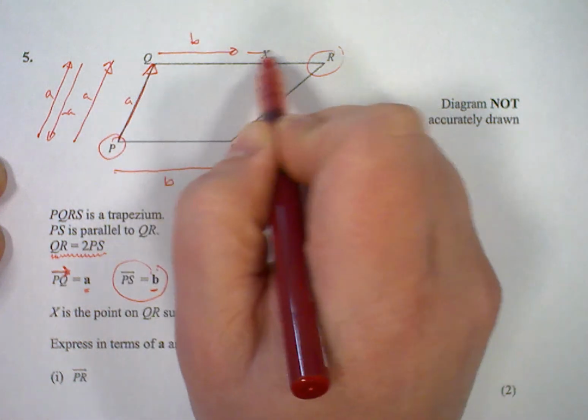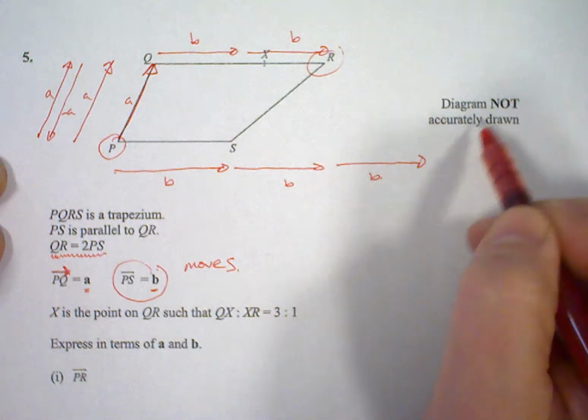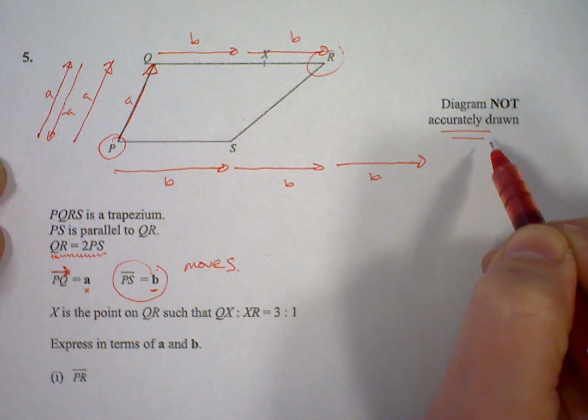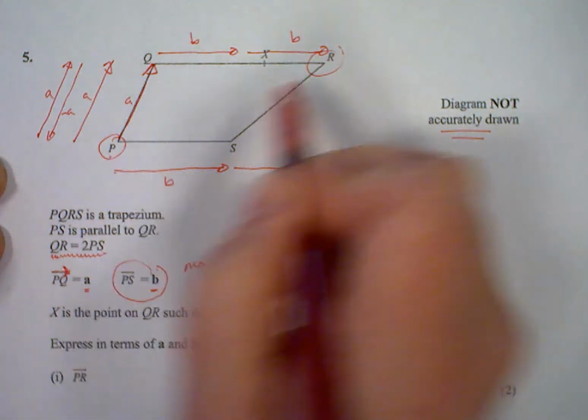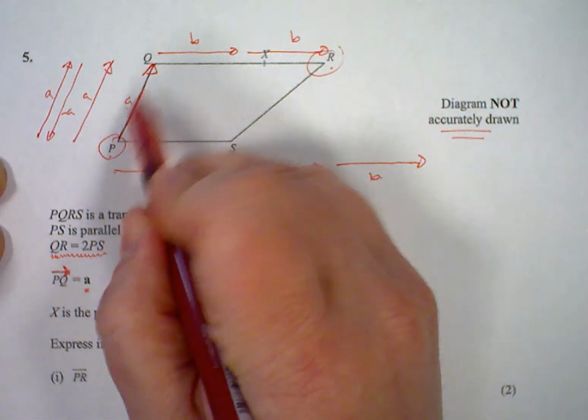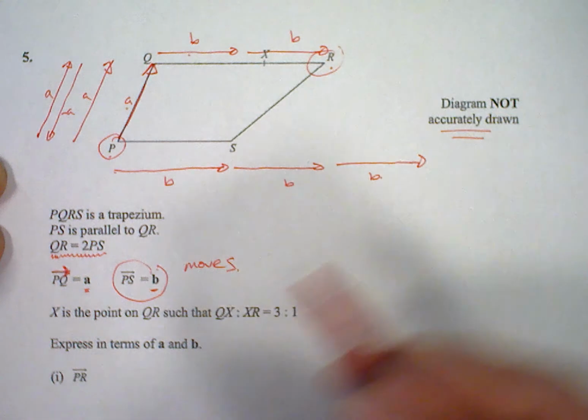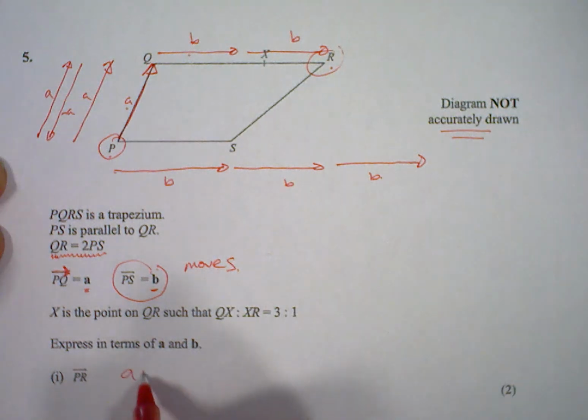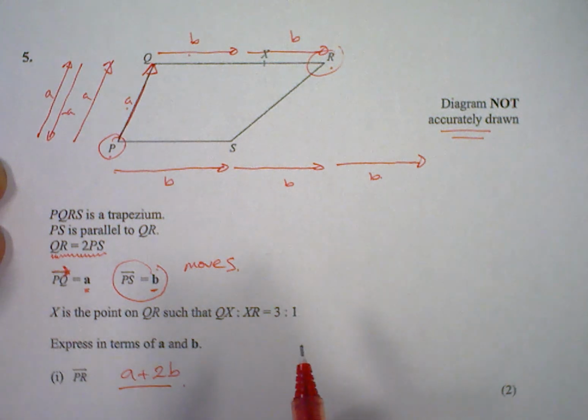Remember, these things are not drawn to scale, they're not drawn accurately. So to get from P to R, it's going to be A plus 2B moves. So my answer to this question would be A plus 2B. Okay. That, I would say, is a level 6/7 part of the question.